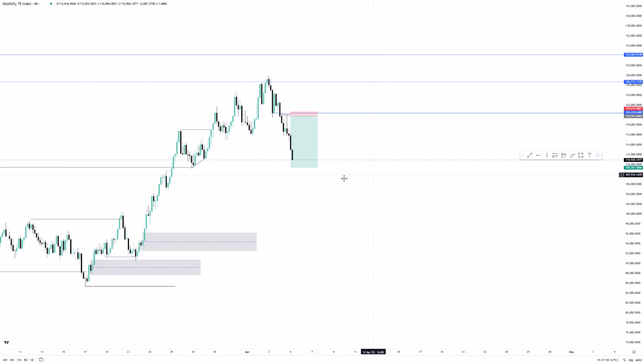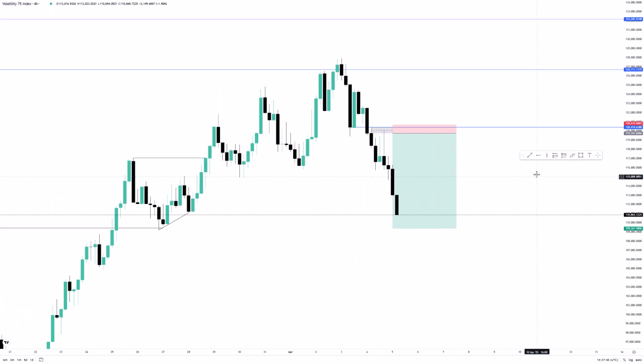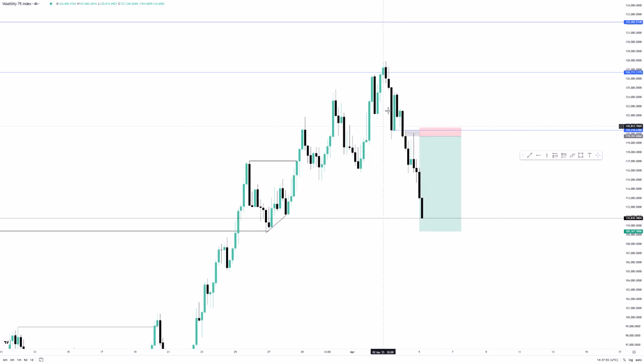So here, what do we have? We see price reacting on the 4 hours. And how do you know that this price reaction will result in price coming back into this range? We see a market structure shift. What do you mean by market structure shift?